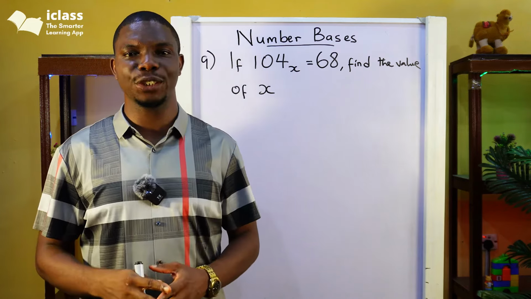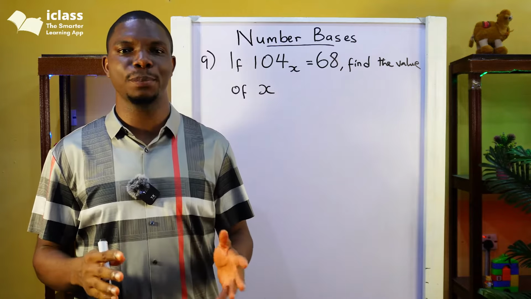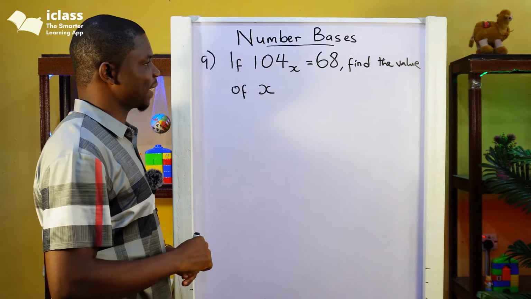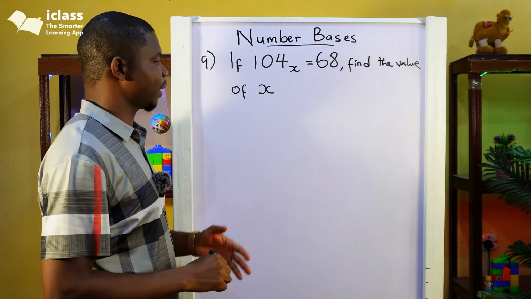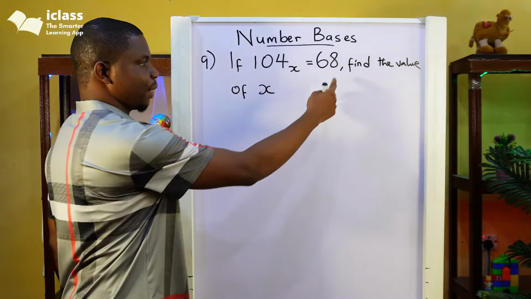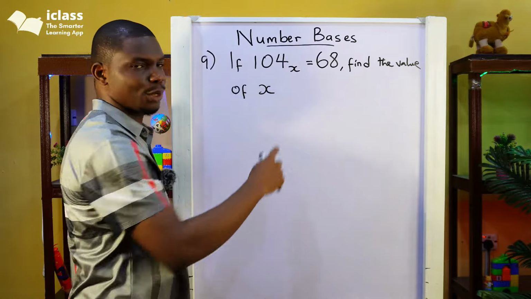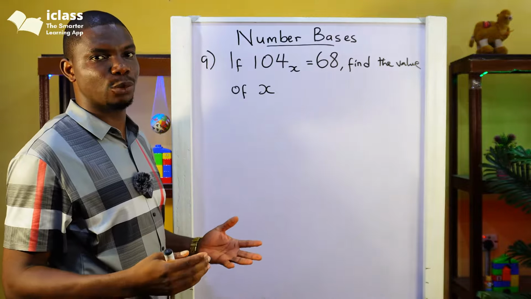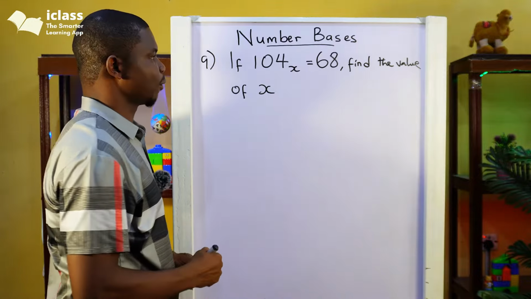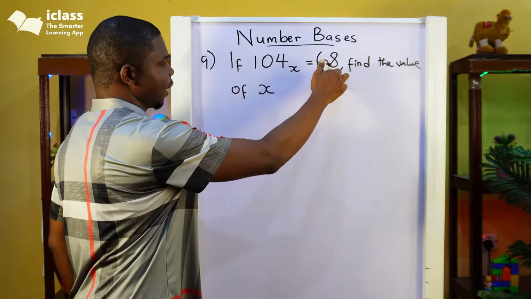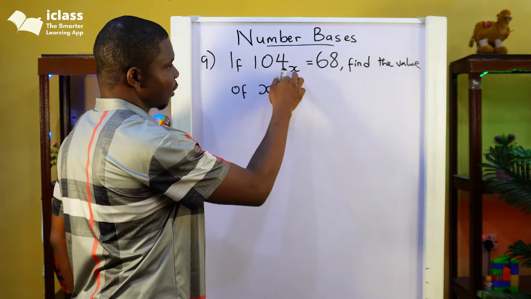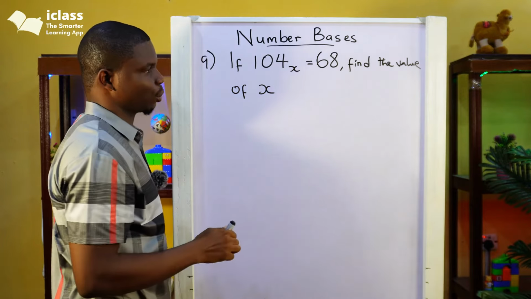Now we move on to questions on determining the unknown base. Question 9. If 104 base x is equal to 68, find the value of x. Now, when a base is not indicated, you take it to be base 10, because in our normal counting system, we don't always write base 10. If it's not written, then it is in base 10. So, which base is x? That's what this question is asking.